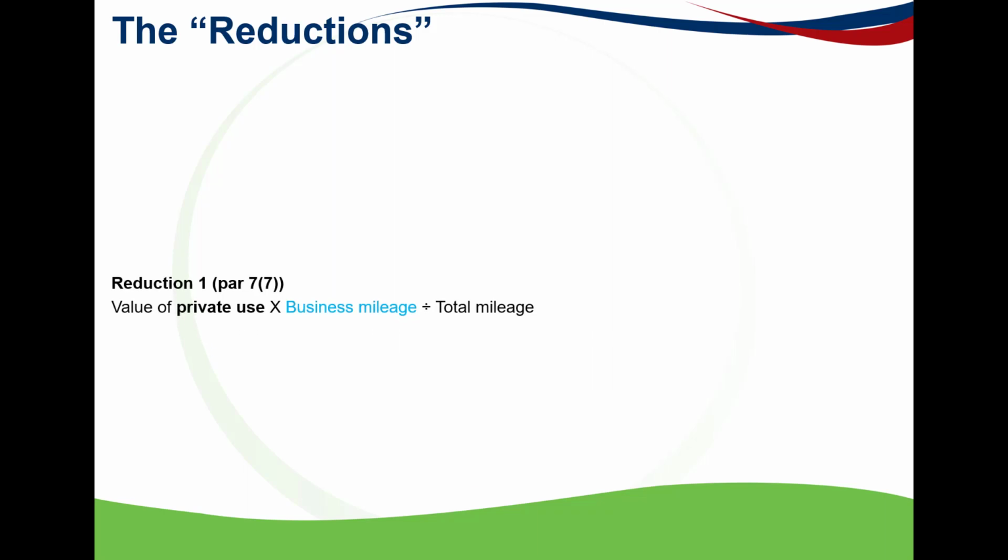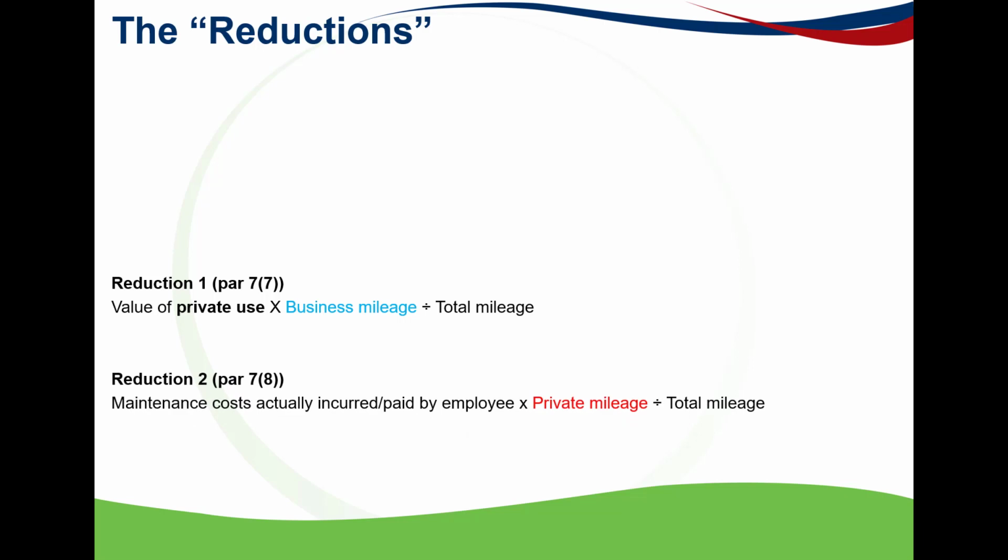These reductions are in terms of paragraph 7.7 as well as paragraph 7.8. Paragraph 7.7 deals with the reduction of the value of private use with the business kilometers traveled, right? And then paragraph 7.8, this is in terms of the 7th Schedule, right? So paragraph 7.8 deals with reductions relating to costs incurred by the employee.